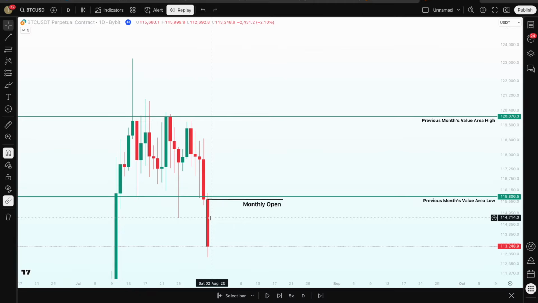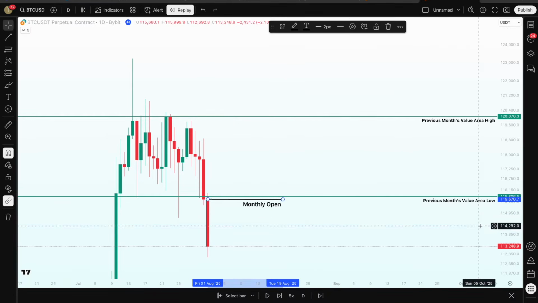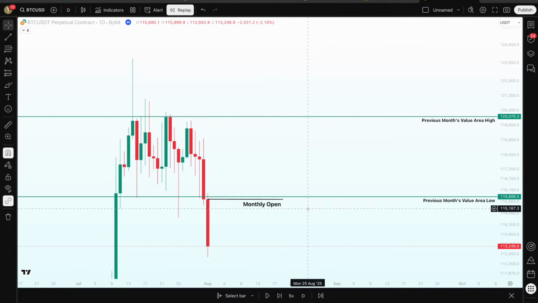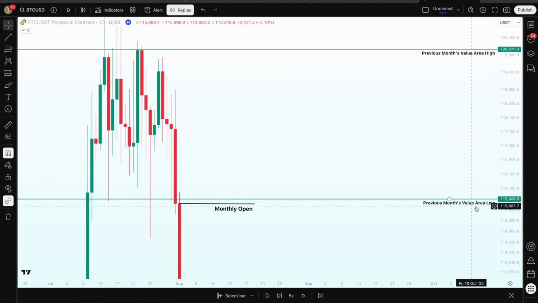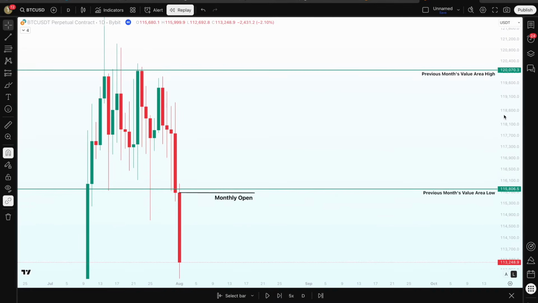So what do we see here? We have the August monthly open right here at 115,670. Now, when the monthly opens, the first thing I always do is check where previous month's value area is. And in this case, if I zoom in, you'll see that the previous month's value area low is at 115,806. Previous month's value area high is at 120,070, which means the monthly open was below the previous month's value area.